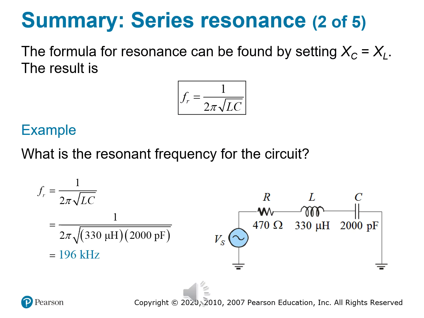Right, so let's go ahead and look at the example. You've got a 330 microhenry inductor and a 2000 picofarad capacitor. Drop them into the formula and boom, your circuit resonates at 196 kilohertz.